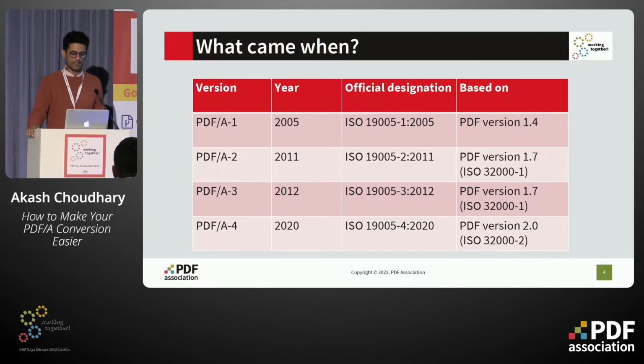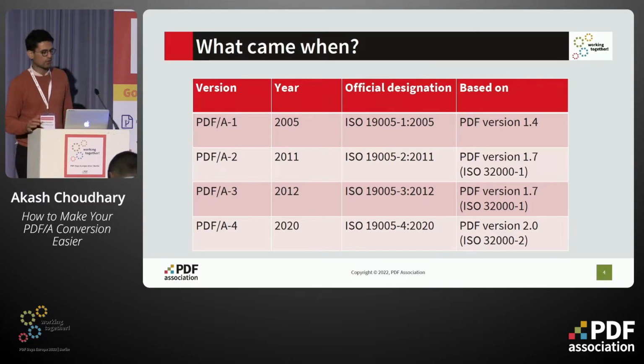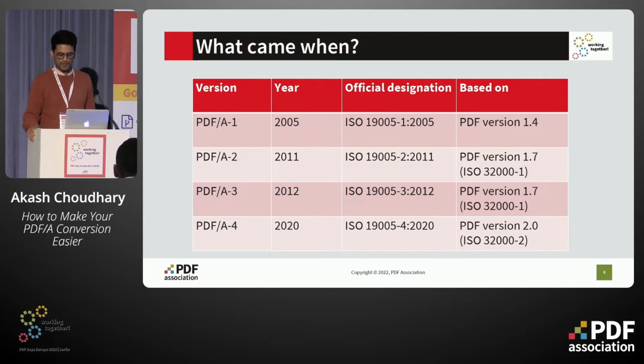And lastly, PDF-A4, which is the most recent one, came out 2 years back in 2020, and it's also based on the most recent PDF version, that is PDF version 2.0, or officially known as ISO 32000-2.